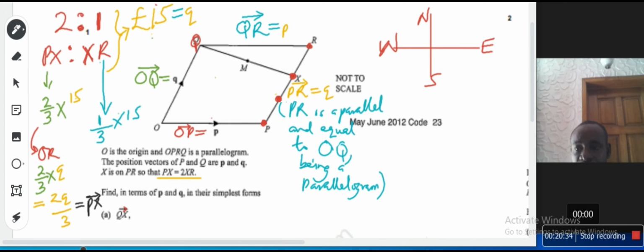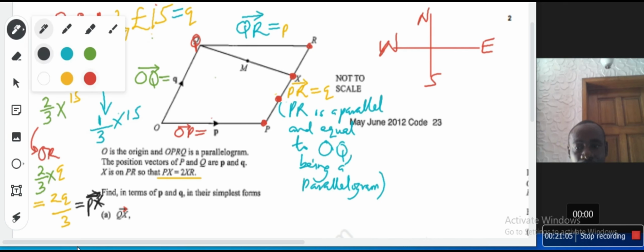That's P to X, you know. P to X is 2Q over 3. What is X to R? Use the same principle. What is X to R? 1 over 3Q, because it would have been 1 over 3 times 15 if it was 15 they were sharing. So it will now be 1 over 3 times Q.